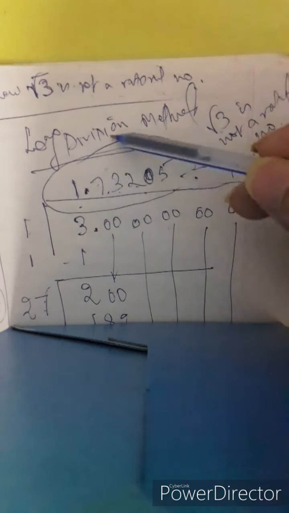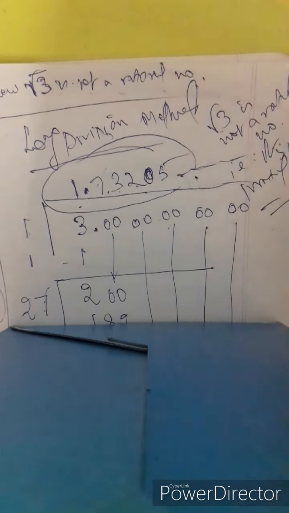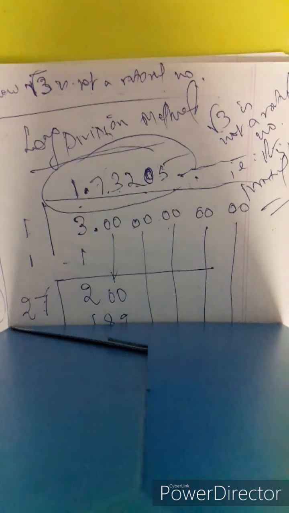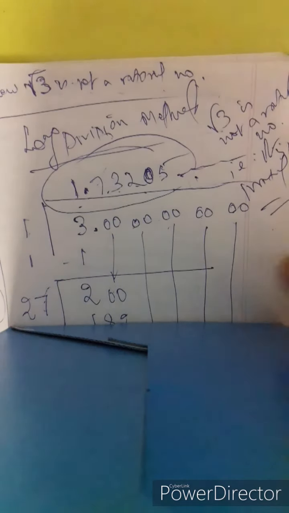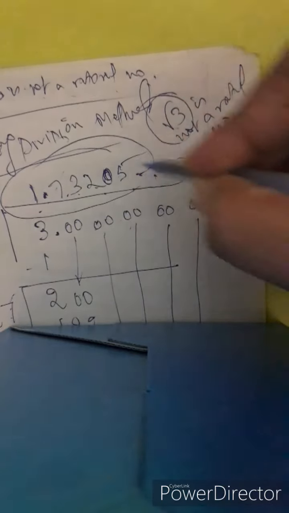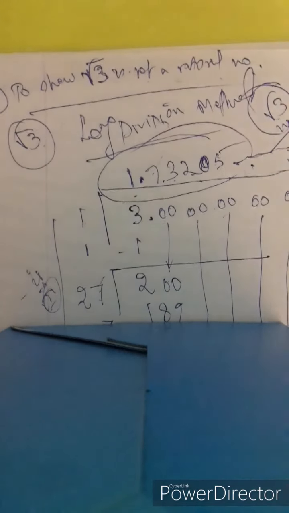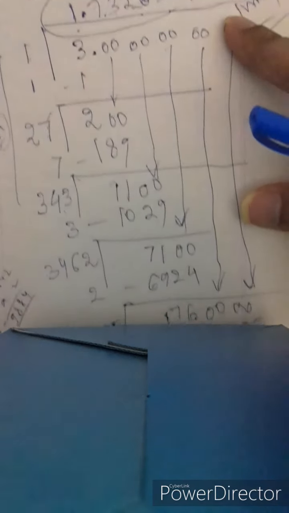The quotient is non-repeating and non-terminating here, and it continues till we solve. If we continue solving, it will continue till infinity. So 1732025, it can very well be seen that it is non-repeating and non-terminating, so root 3 is irrational. Hence solved by the method of long division. I hope you are clear with this long division method.